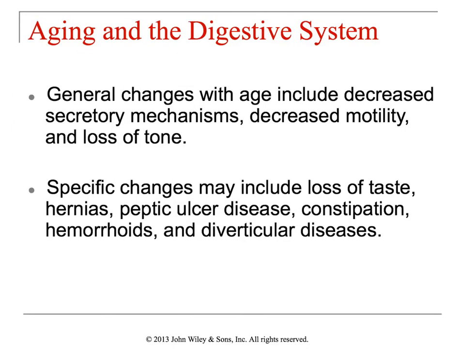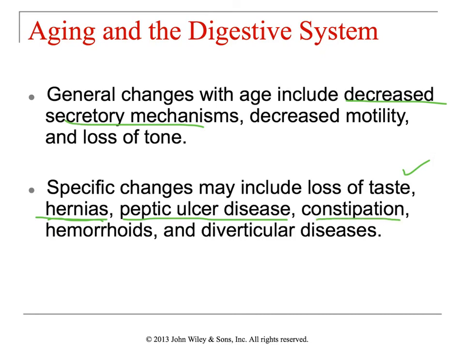Okay, so what happens when we get old? When we get old, we don't have as many secretions, things don't move around as much, the muscles don't work as well. So we could have loss of taste, so you wouldn't be able to tell what the food tastes like. You might have muscle weaknesses, which is hernias. Could have a peptic ulcer, that's when the lining of the stomach starts to erode.